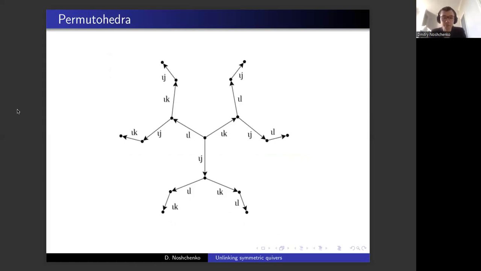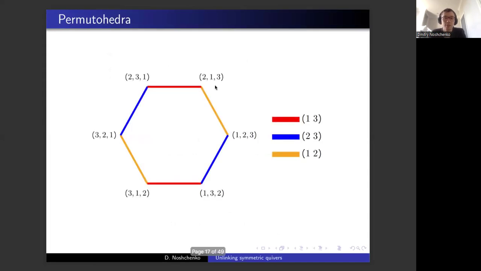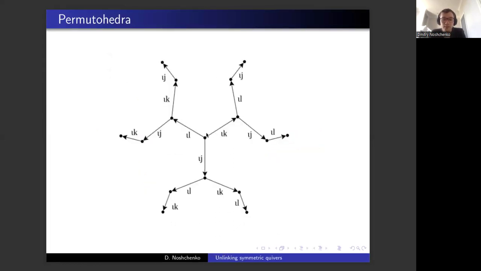Yes, so now we want to mimic this construction, but let's consider the next case, when our goal is to construct a permutohedron of order 3, which is shown on this slide. And now we do the same. So essentially, we start with some quiver.